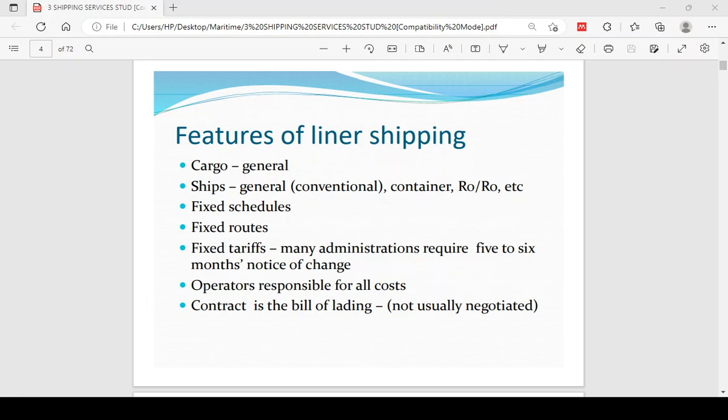It's just like the fixing of the petrol prices here and also the transport fares. They always have to negotiate with the government, and the government will also negotiate with the petroleum products dealers so that they don't overly increase their prices, which would eventually trickle down to the consumers. Okay. So they have fixed tariffs, and many administrations will require 5 to 6 months notice before you can change it. You just don't get up and change it. You always have to negotiate the time.